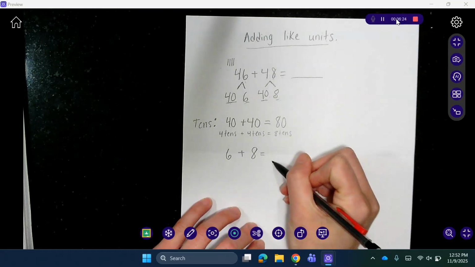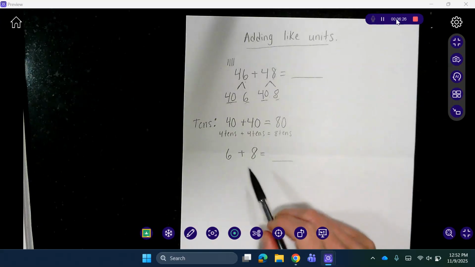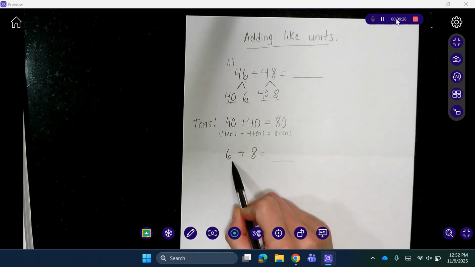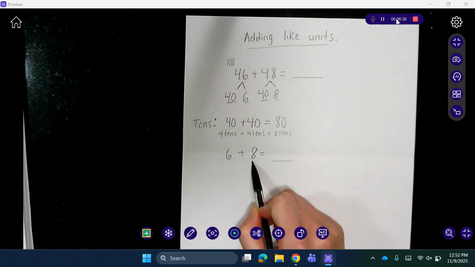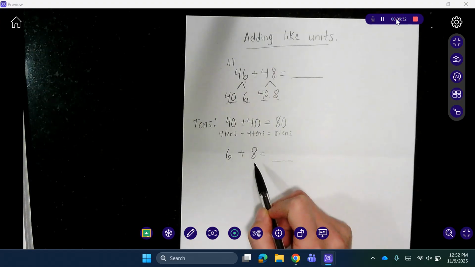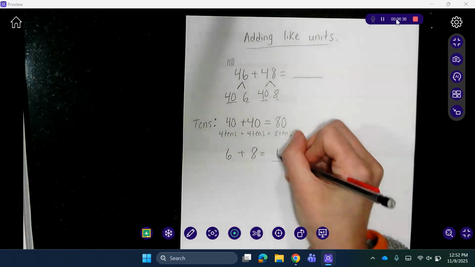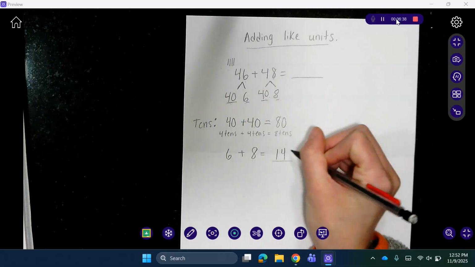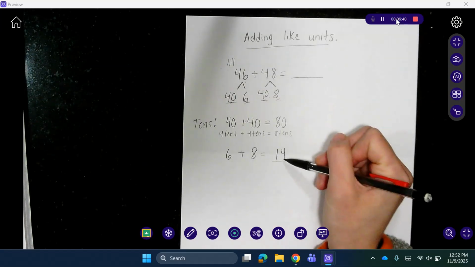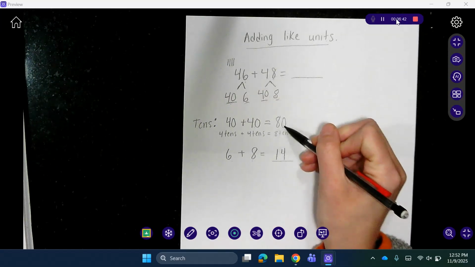Okay, give yourself a second. Hopefully you got this on reflex. Tell me on the count of 3. What is 6 ones plus 8 ones? What is 6 plus 8? 1, 2, 3. Yes, 14, but 14 what? 14 ones, okay? So remember, these are 14 ones, this is 8 tens.